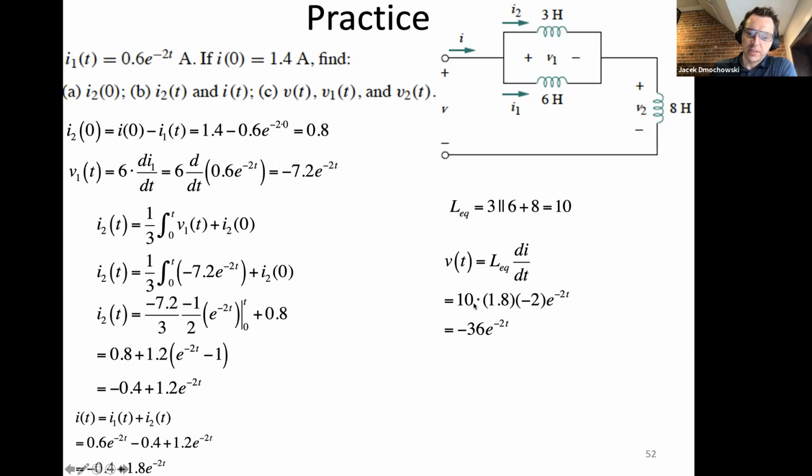So 10 times the derivative of this. And when you evaluate that, you get negative 36 times e to the minus 2t. So now I have V of t, and I also have V1 of t. How do I use those two voltages to get the third?